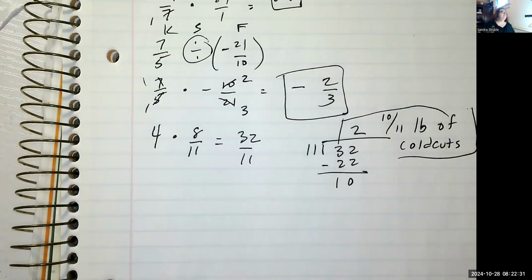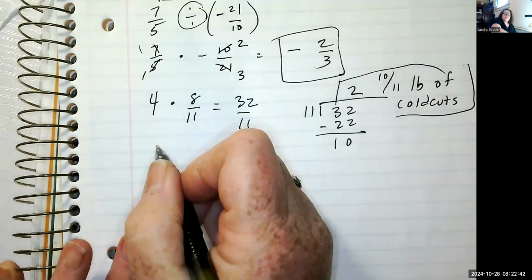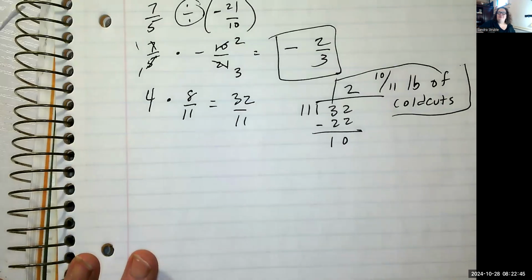I'm working. Compare 3/4 and 7/8. Now remember, this is going to be an inequality. It's going to be a greater than or a less than. And we need to know what the common denominator is so we can compare these.